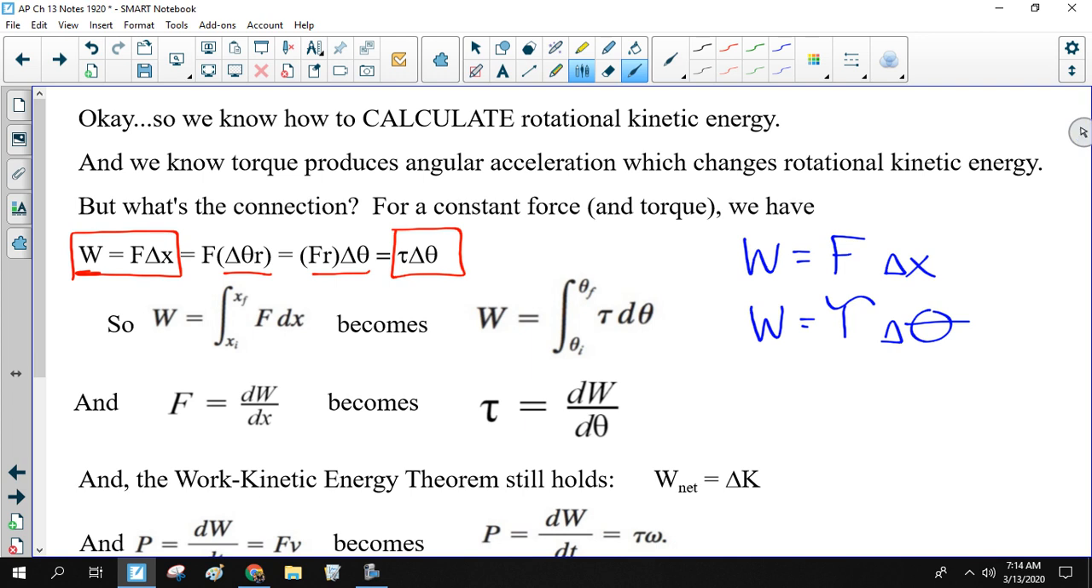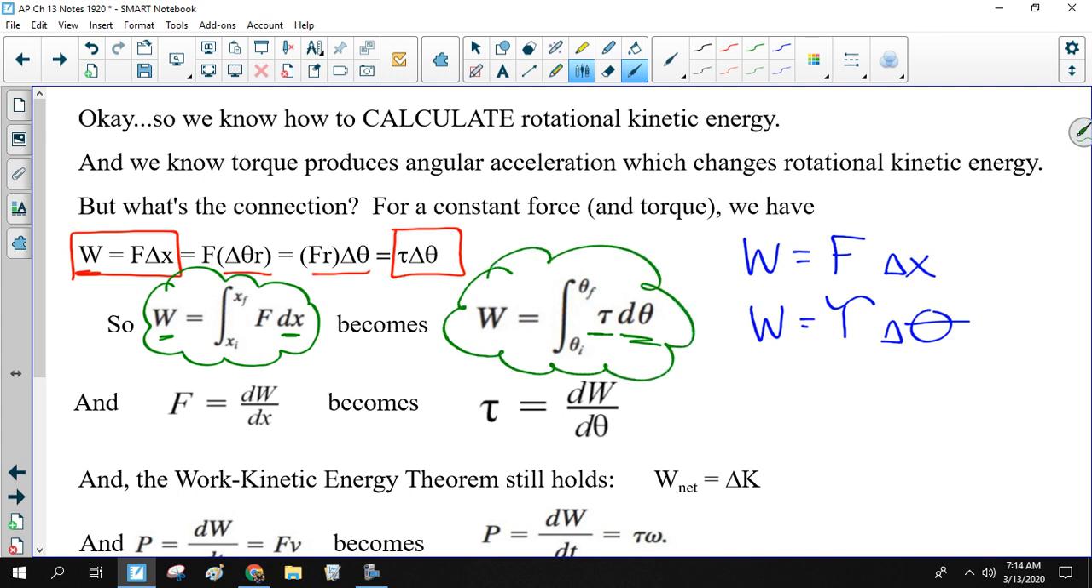Using that same logic, if your force is not constant, then you can't just multiply, right? You have to take an integral. One of the things we learned was that the integral of force with respect to position gives you work. Now, talking angularly, if you integrate torque with respect to angular position, that also gives you work. The opposite of taking the integral would be taking a derivative. So force is the derivative of work with respect to position, and torque is the derivative of work with respect to angular position.